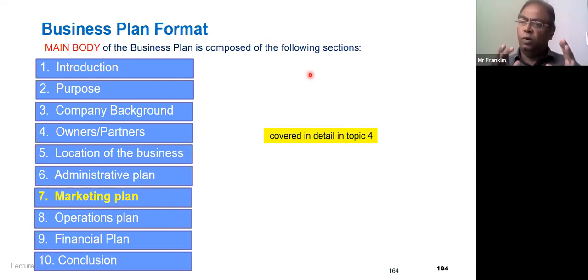Now you are going to get a loan from a bank. So they want to know, how are you going to market this product? Okay, very good. Your cake is a very good idea. How are you going to market this? They want to know if you have an idea, or you don't know, you're clueless about what's going to happen. So what you do in your marketing plan, you highlight these things.